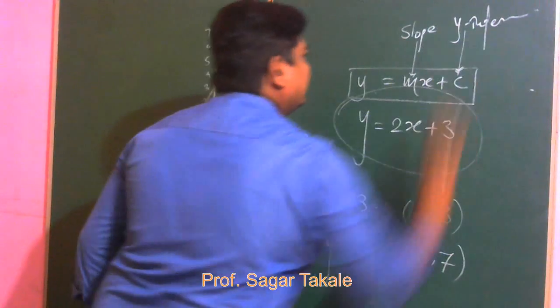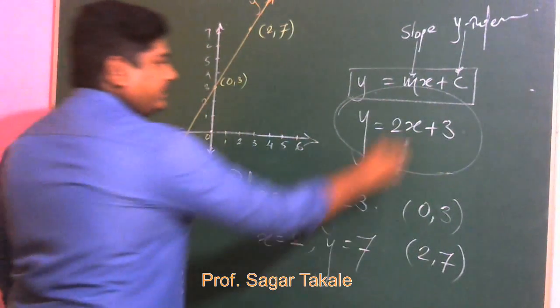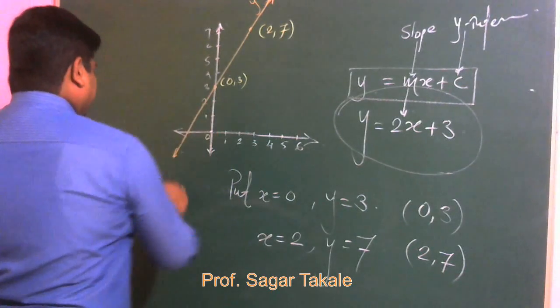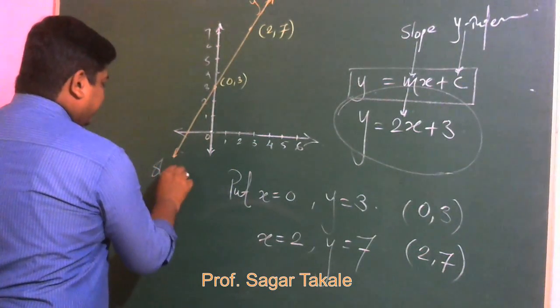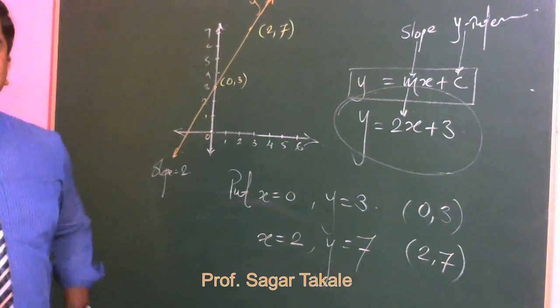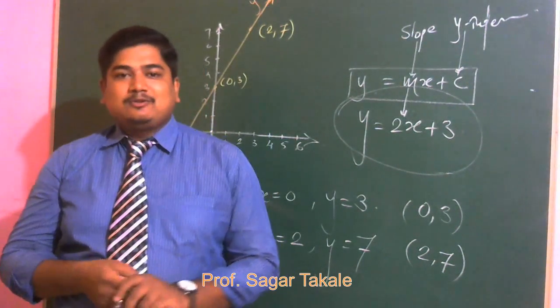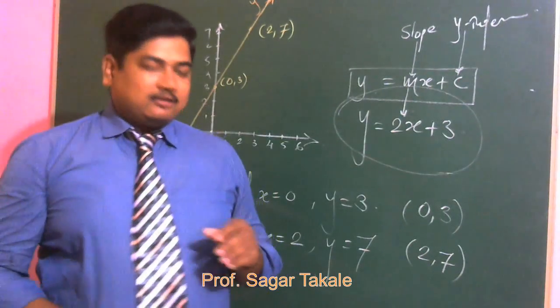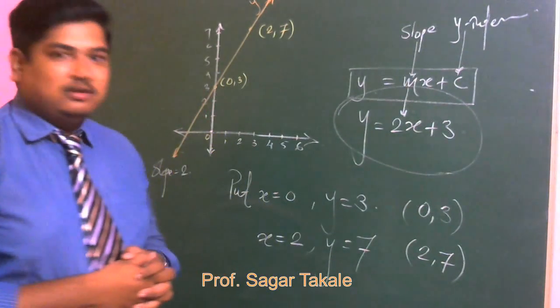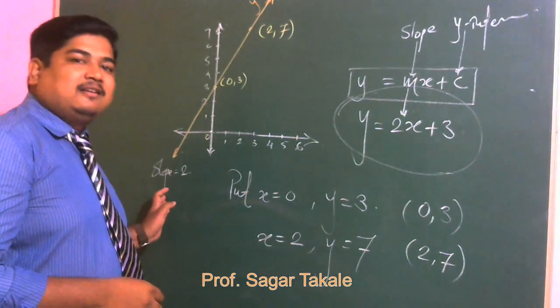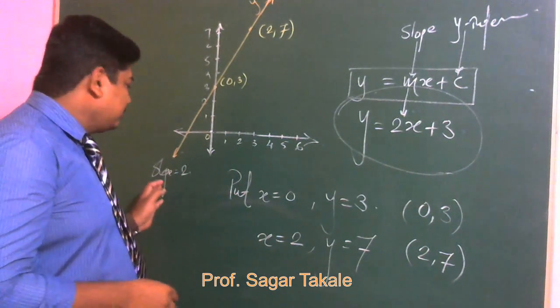What was c? Y-intercept, right? So if I compare, I am getting the slope as 2. That means the slope of this line is nothing but 2. So at the start of the lecture, I would like to make you comfortable that in this new chapter, differentiation, we are not going to learn something else. We are going to learn the slopes again.